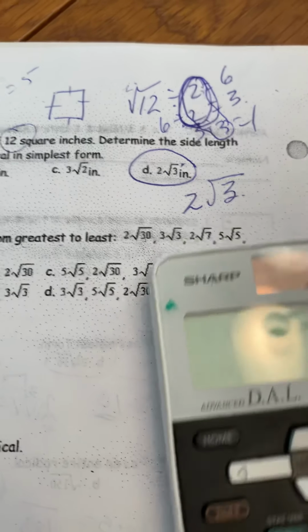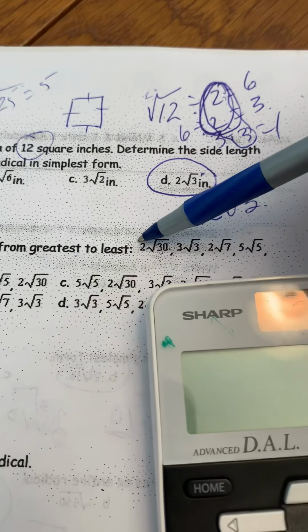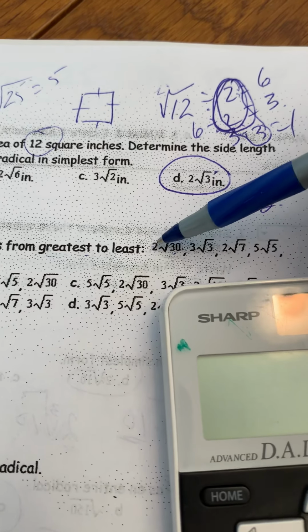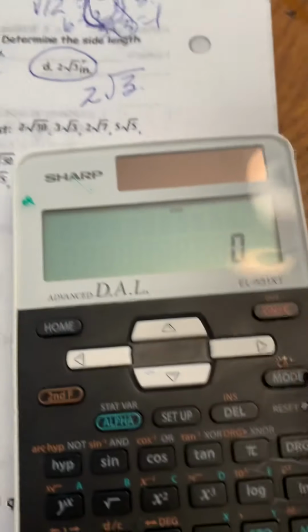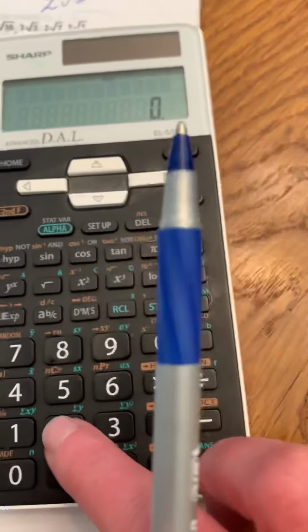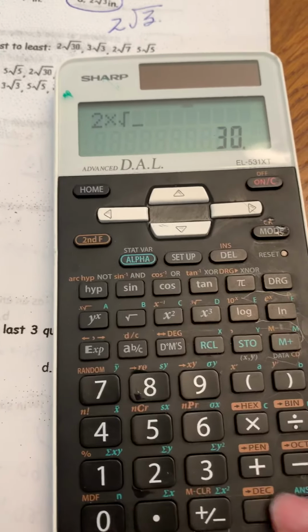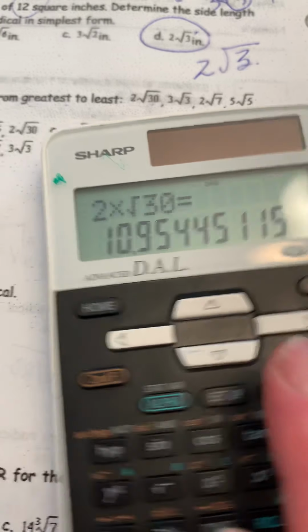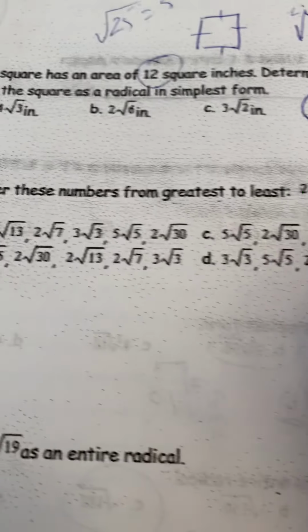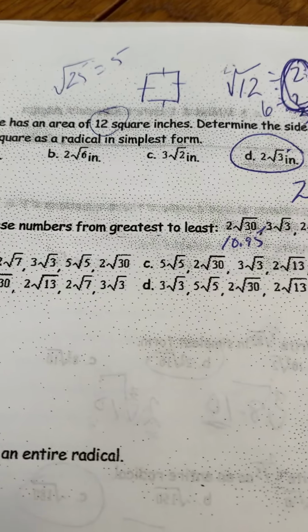So I'm going to show you on a calculator how you do this first one. This says 2 root 30, and remember I told you that this is like a coefficient or a multiplier. Because it's outside of the root 30, we're multiplying it. So you punch it into your calculator like this: 2 times root 30. Then you hit equal, and we're going to round to 10 and 95/100ths, and we're just going to keep going.